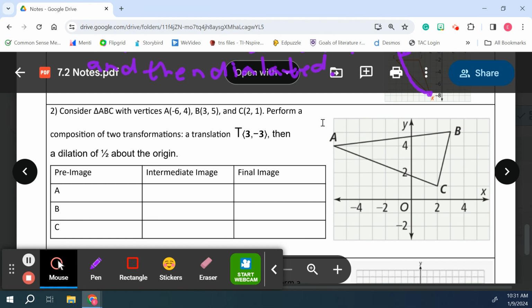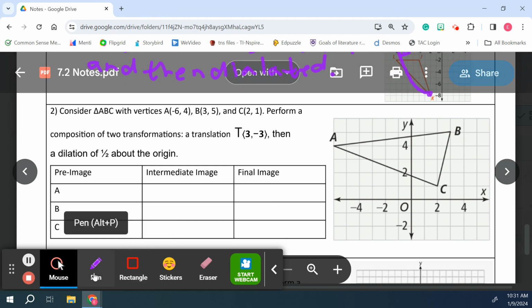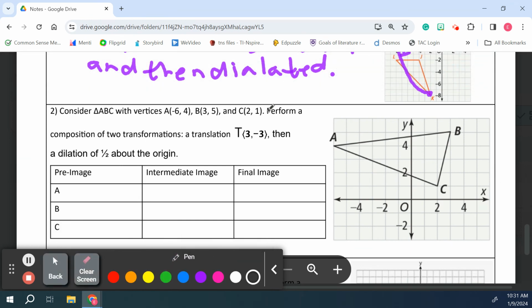All right, so what I'm going to look at here is I'm first going to identify these points. So A is right here. A is -5, 4. B is 3, 5. And C is 2, 1. So that's what I'm going to write down here.